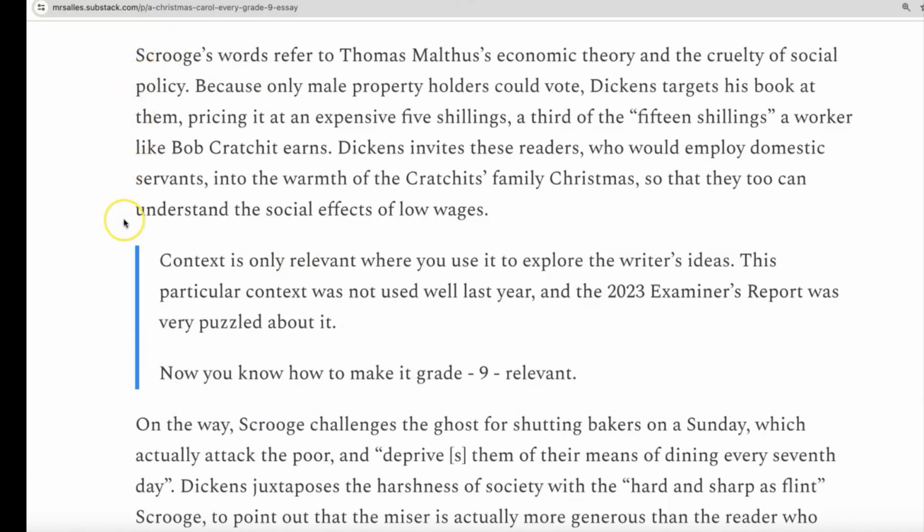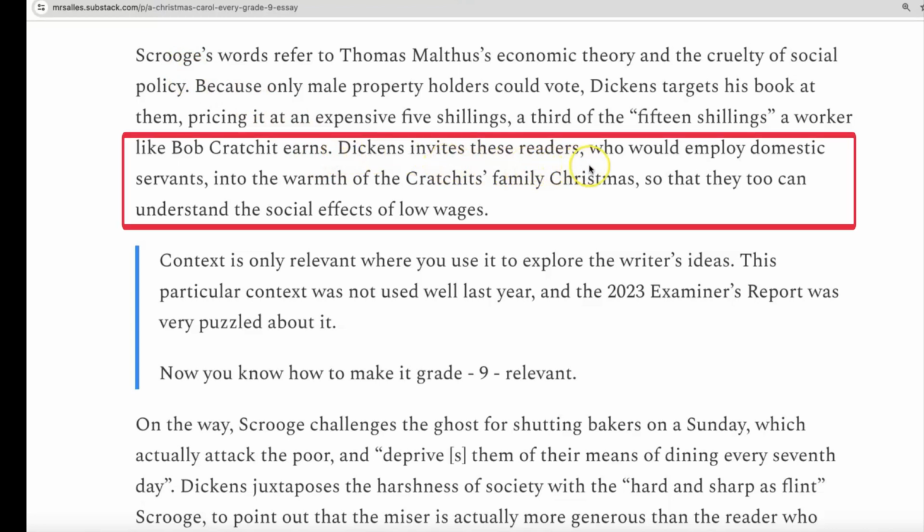Now the next paragraph gives us some more about that context linked to Dickens' point of view, but remember I said you want to link it to society, and so I do that at the end down here. Dickens invites these readers who would employ domestic servants into the warmth of the Cratchits' family Christmas so that they too can understand the social effects of low wages.